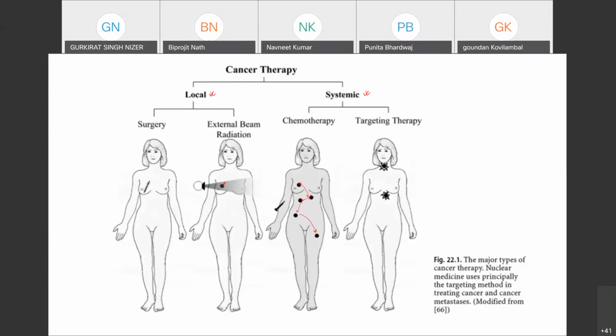possibilities. So that's where the role of systemic intervention comes in, in which we can treat these widespread mets by using chemotherapy or targeted therapy. And our discussion today is limited to this targeted therapy. We'll discuss only this part, not surgical ways of cancer therapy, nor external beam therapy, nor chemotherapy. We are only focused on understanding the targeted therapy part.